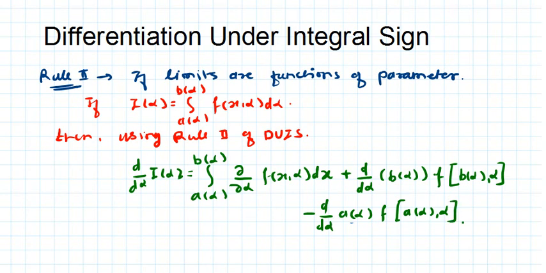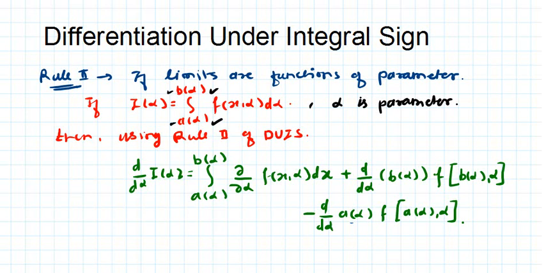If you are solving the example using rule 2 of DUIS, first you need to observe whether the limits of this integrand are given to be the functions of parameter or not. In this case, alpha is the parameter, and you can observe here a and b, the lower limit is a, upper limit is b. A is a function of parameter, b is also the function of parameter. Means we cannot use rule number 1. We use rule number 1 when the limits are constant. In rule 2, when the limits are functions of parameter, we use rule 2.